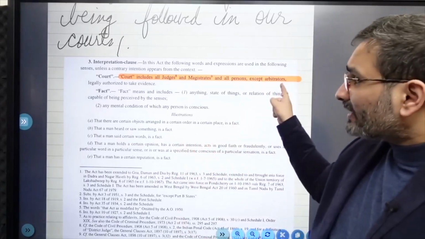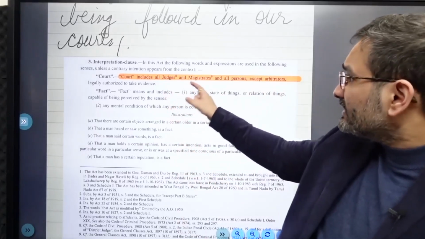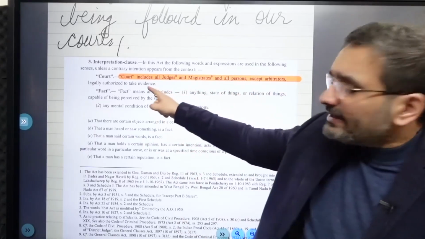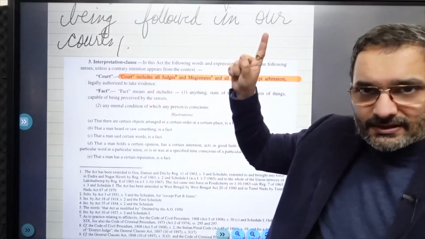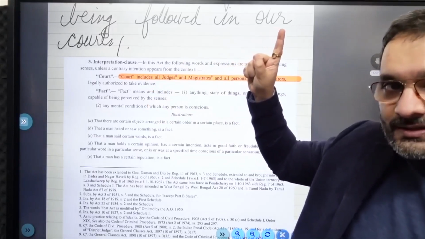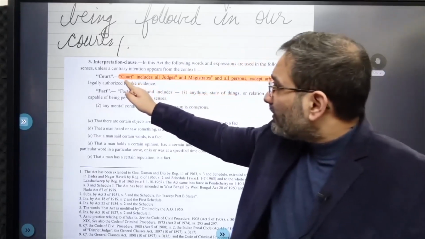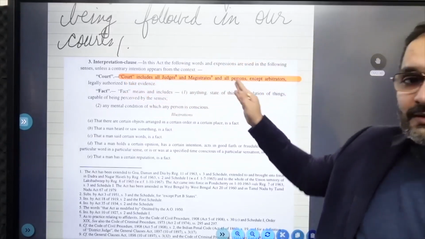So except arbitrators legally authorized to take evidence and all persons legally authorized to take evidence. CRPC से थोड़ा याद आ रहा होगा कि ये डिस्कशन हमने वहाँ भी करी थी. But code includes all judges and magistrates. MCQ.